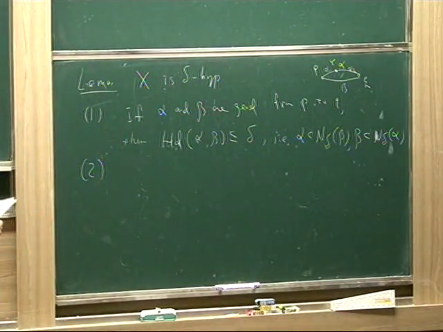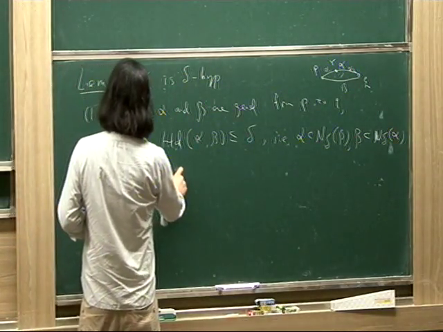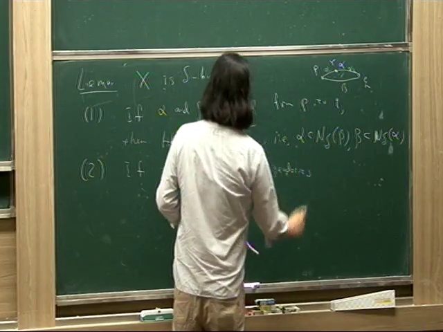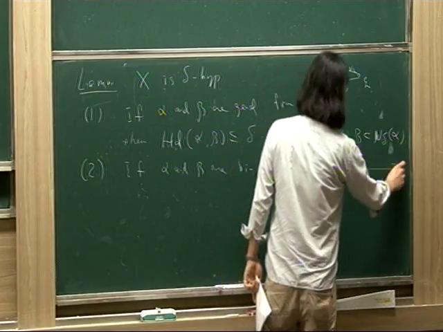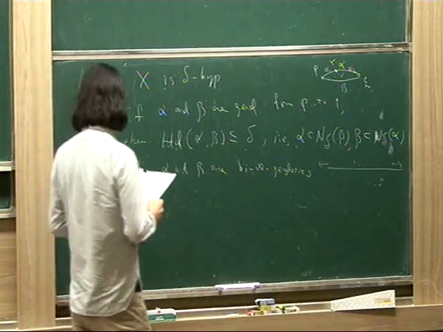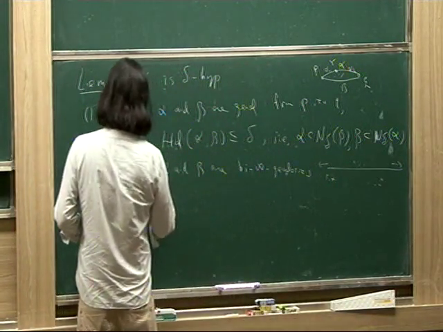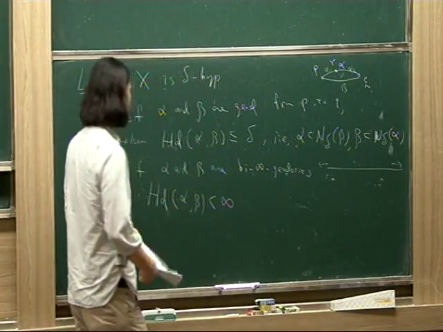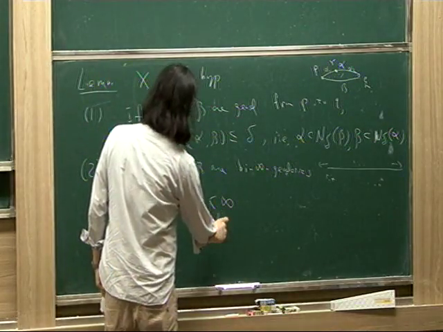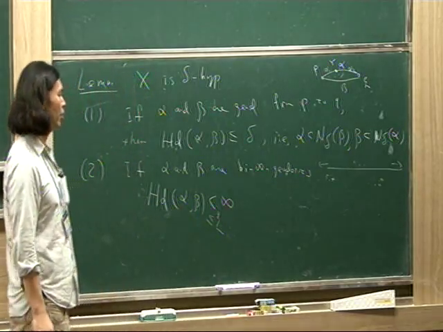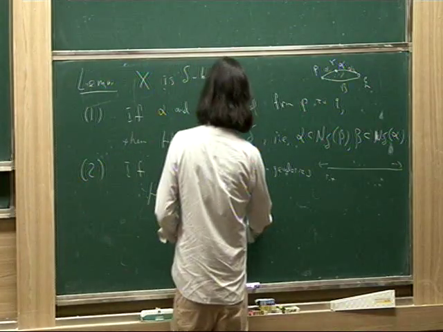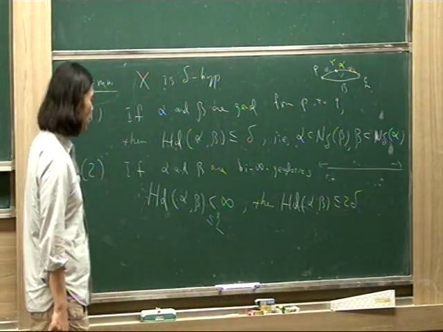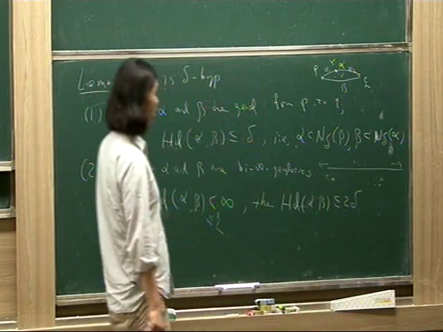So this is trivial, and the second claim is less trivial. If alpha and beta are bi-infinite geodesics, namely geodesics that continue to both sides forever, such that the Hausdorff distance between alpha and beta is finite. Well, that means there exists some constant L, which is a finite number, such that alpha is in the L neighborhood of beta, and beta is in the L neighborhood of alpha. Then, in fact, this distance is at most delta. So whatever the bound is, you always have the same bound, delta.